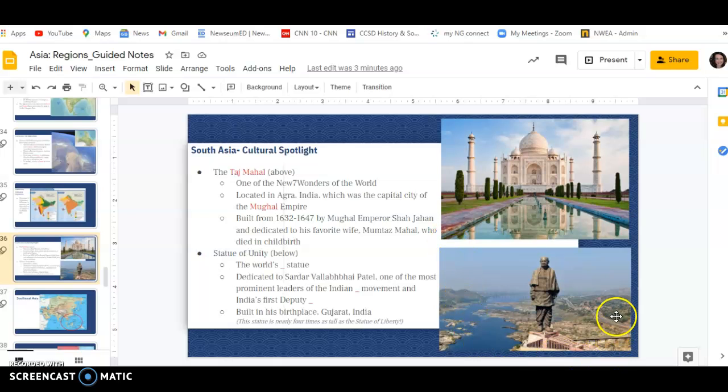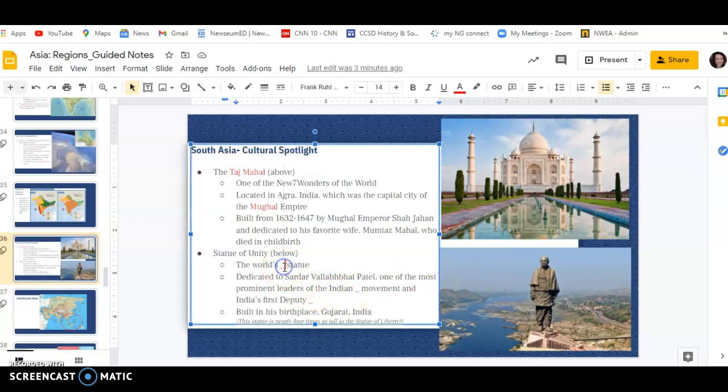This is a mausoleum, so he built this to bury her in, and he is buried beside her. Below, another cultural spot in India is the Statue of Unity. This is the world's tallest statue. It's dedicated to one of the most prominent leaders in the Indian independence movement, and India's first deputy prime minister.